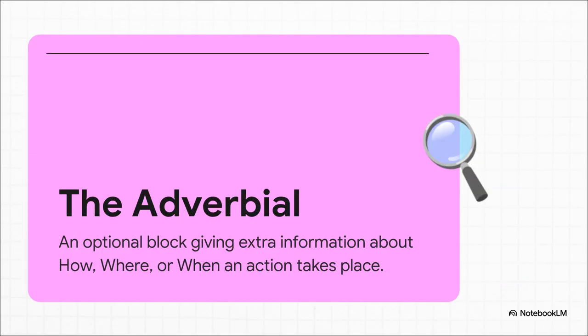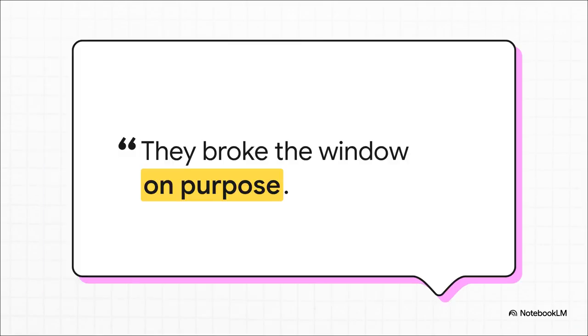And our final key player is the adverbial. You can think of these as the optional extras, the little bits of flavor and context you can sprinkle into a sentence. Adverbials tell us how, where, when, or why something happened. They add the details. For example, they broke the window on purpose. The main sentence, they broke the window, works just fine on its own. That adverbial phrase, on purpose, just adds that extra, and in this case, kind of crucial layer of information about how they did it.